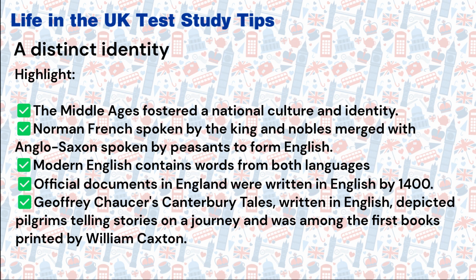Distinct identity. The Middle Ages fostered a national culture and identity. Norman French spoken by the king and nobles merged with Anglo-Saxon spoken by peasants to form English. Modern English contains words from both languages, for example, park from Norman French and apple from Anglo-Saxon. Official documents in England were written in English by 1400.